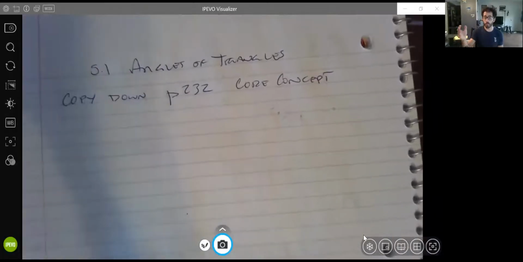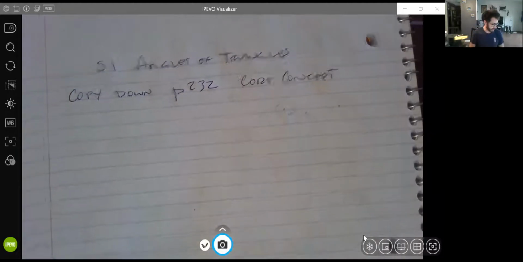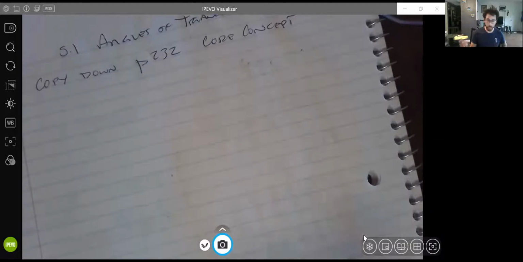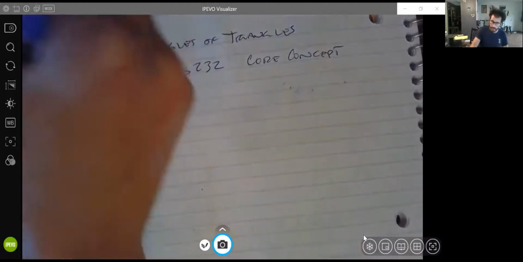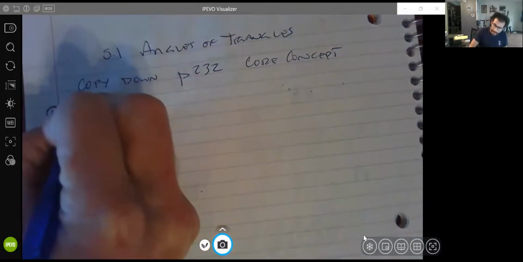Copy down the core concept on page 232 while I switch my screen, and we're going to do some drawings at the bottom of the page. Now, you should have paused and resumed, and if you didn't, then remember, you should pause and then resume when you're ready.